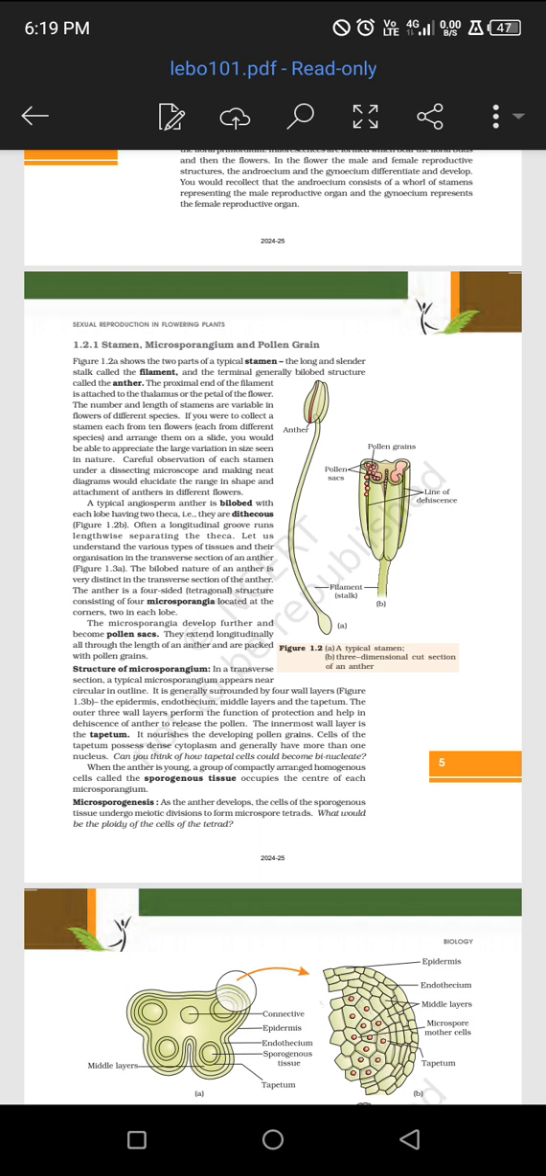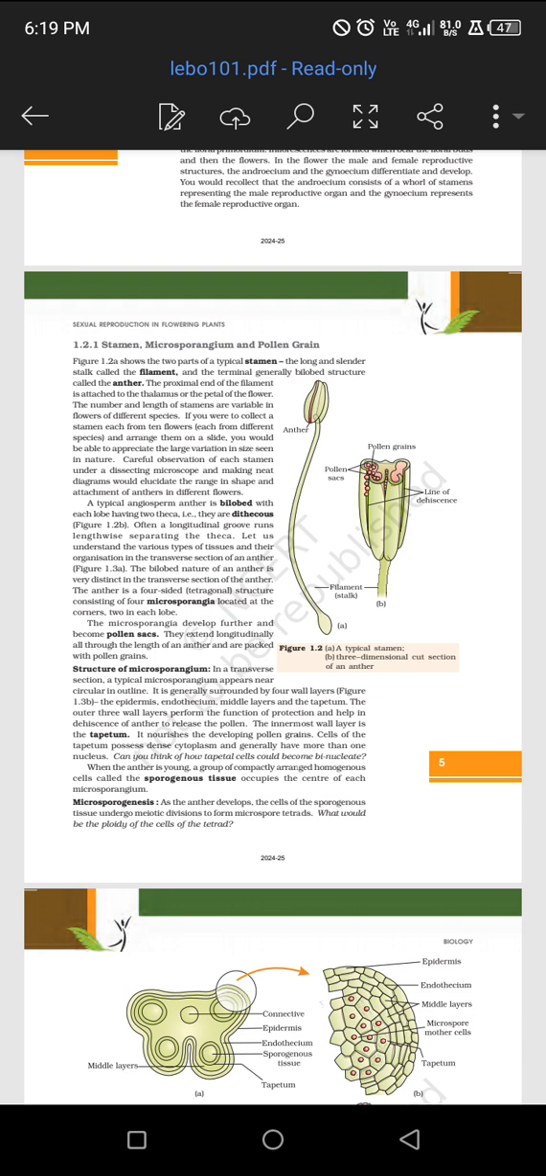The innermost wall layer is the tapetum. It nourishes the developing pollen grains. Cells of the tapetum possess dense cytoplasm and generally have more than one nucleus. Can you think of how tapetal cells could become binucleate?